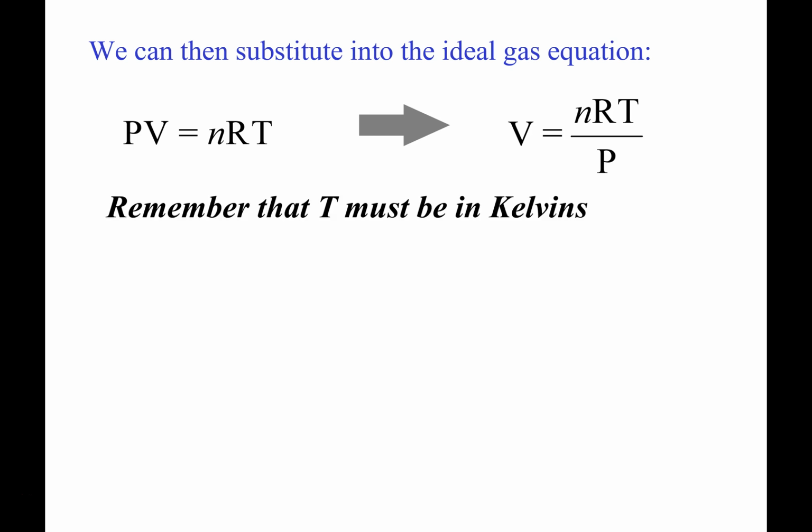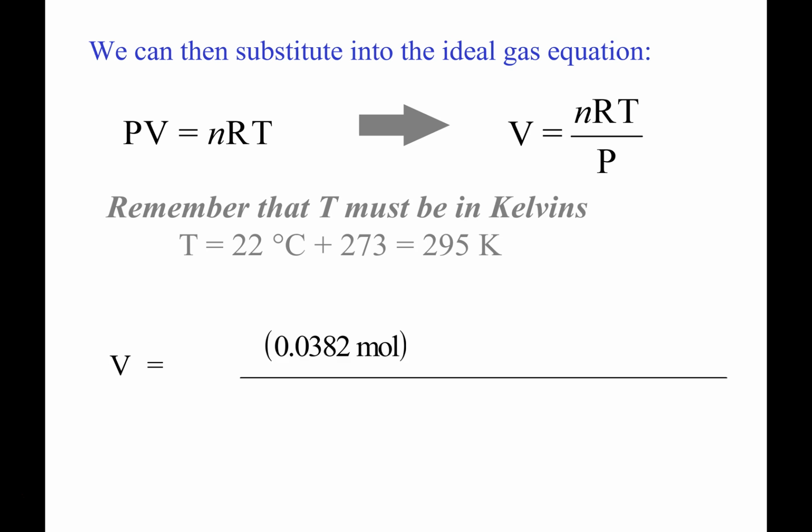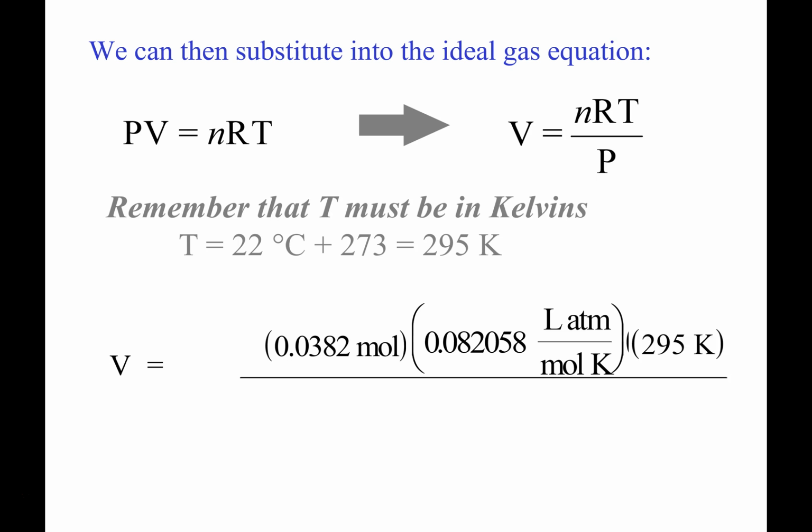And I think we have some cleaning up to do though. The temperature we're given was Celsius, so we have to take our 22 degrees Celsius and add 273 to it. You're looking at 295 Kelvin. I think that was the only fixing up we need to do. So here we go, plug and chug. From stoichiometry, we got the number of moles of H2 was 0.0382 moles. R is, well, you know what it is, 0.082058. Units of R are liter atmospheres per mole Kelvin. The Kelvin temperature was 295 Kelvin. And in the denominator, all we have is the pressure, which was 1.00 atmospheres.